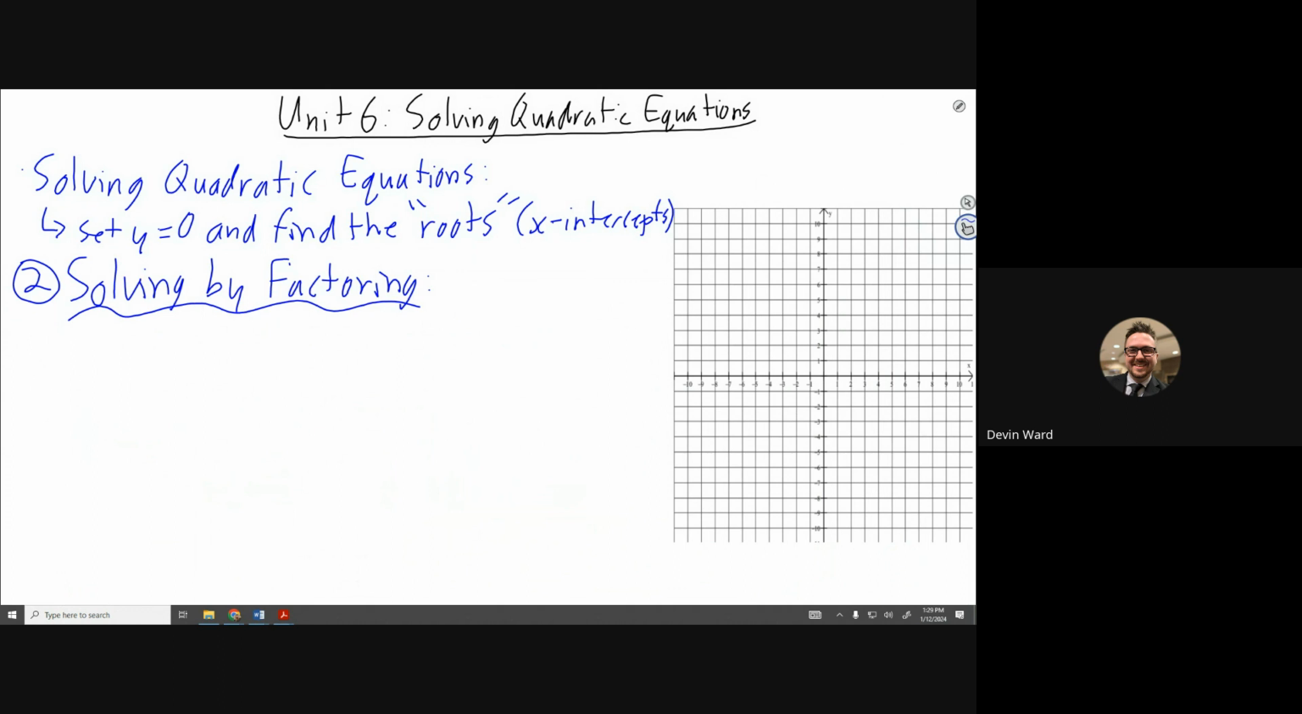And this one, pretty straightforward, it's like it sounds. So set y equal to 0. Factor the trinomial. And then state your x-intercept. Or set them equal to 0.